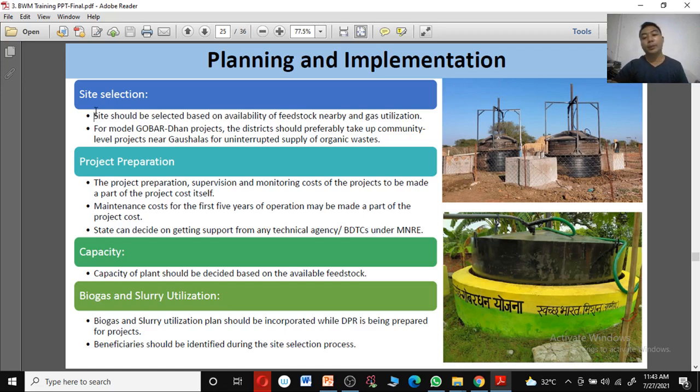If the project has to be implemented, at least as a 5-year project, it has to be visualized. All the preparation, supervision and monitoring costs for the period of 5 years have to be well prepared. And who are the persons who will benefit because of this project? This is also important.